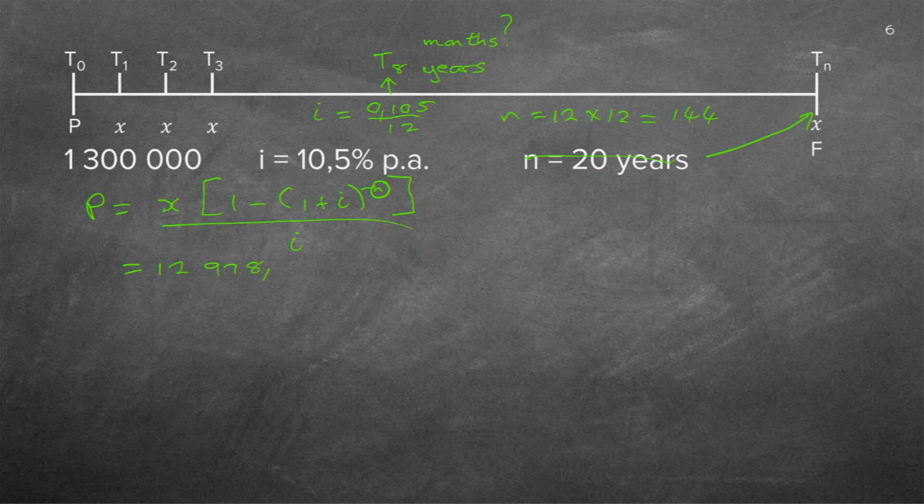12,978 Rand and 94 cents. You remember this is the one that I said you may reuse the rounded off one, because this is now question B. So it's a different question, and that's why you could have used the rounded off value. 1 minus 1 plus, the interest is still the same. It didn't change through the whole sum, to the power of minus 144, all over 0.105 over 12.